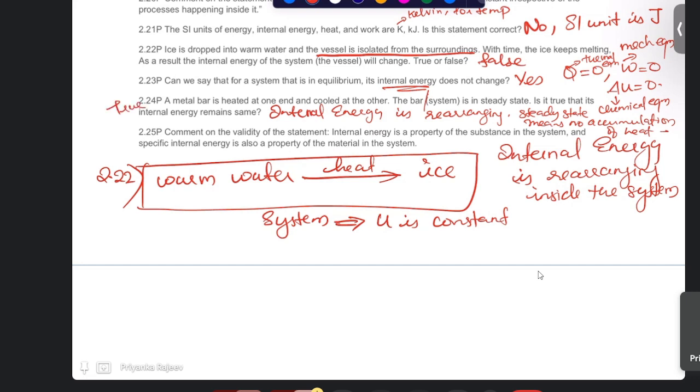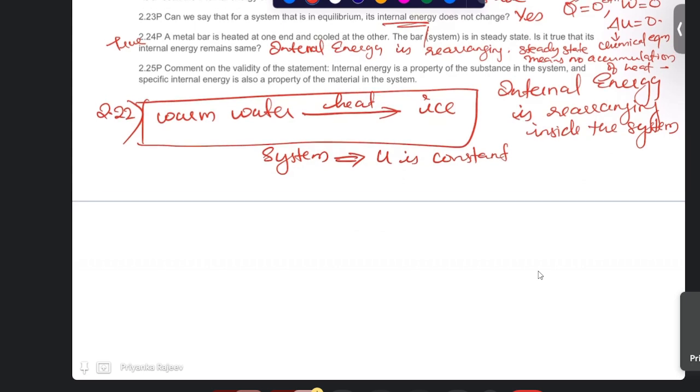Okay, what is happening is, you are heating. Steady state means what? Temperature is not changing with time. Temperature is sort of a measure of internal energy. So if temperature is not changing, that means internal energy is not changing. Only thing is this internal energy is sort of rearranging itself from the cold part of the bar to the hot part of the bar. That's it. The heat is not getting accumulated, so that means internal energy is same or constant.